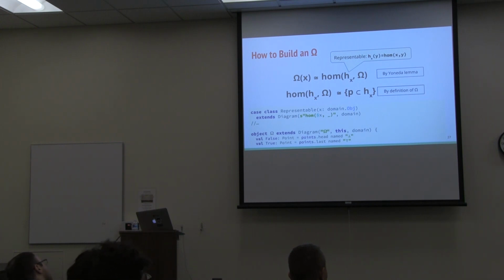And this is in one-to-one correspondence with what? Arrows from the representable to omega, because of this property of omega.